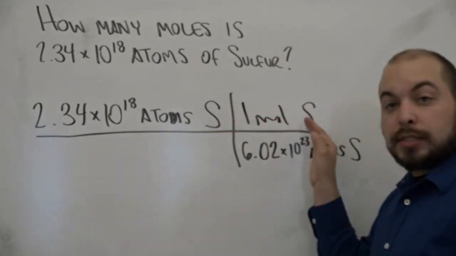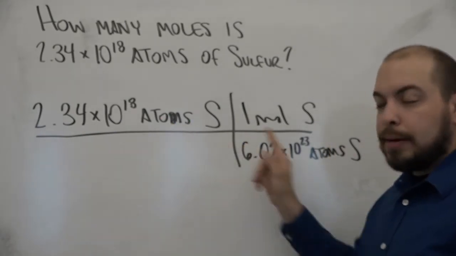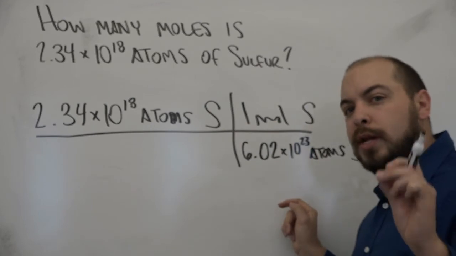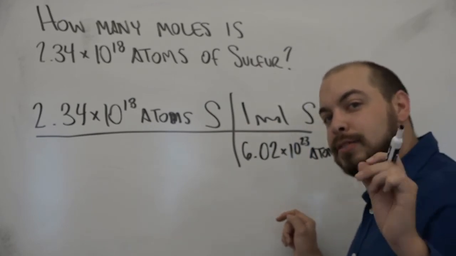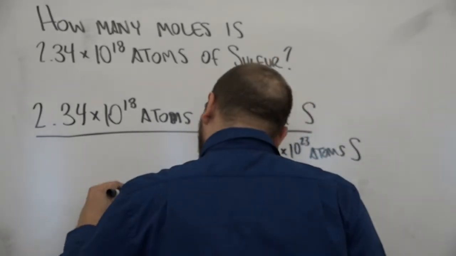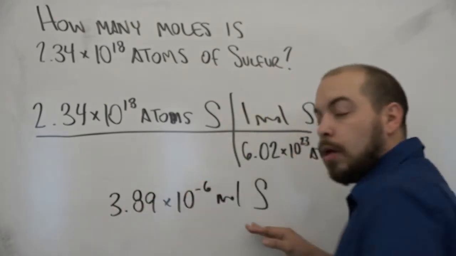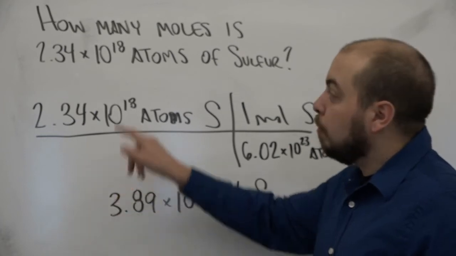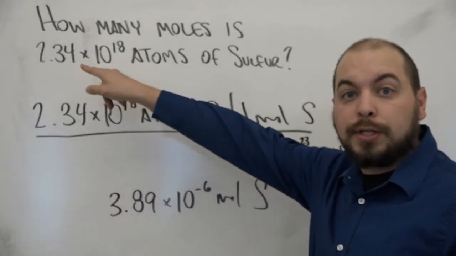We multiply across the top and divide across the bottom. Atoms of sulfur cancel. We end up with moles of sulfur, and our answer is 3.89 times 10 to the negative 6 moles of sulfur. 3 sig figs in our answer because we have 3 sig figs in our original question.